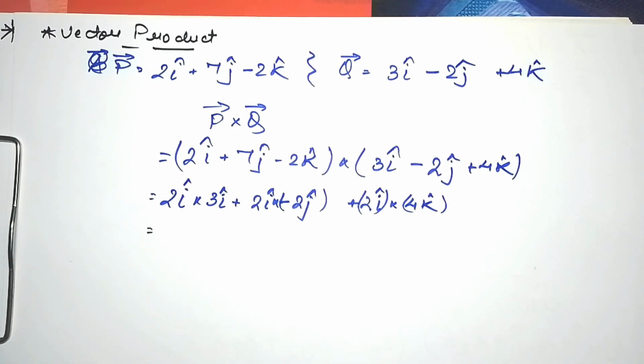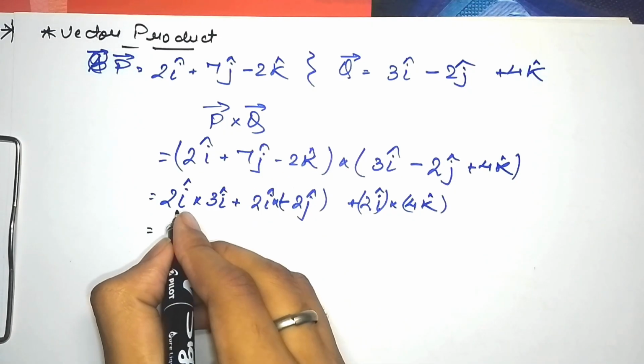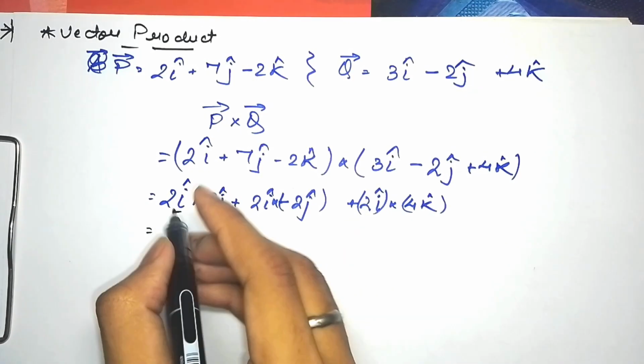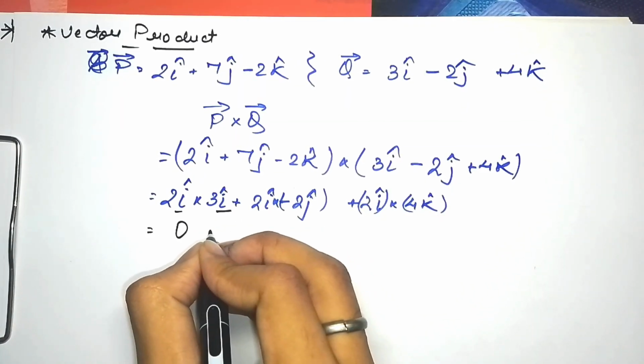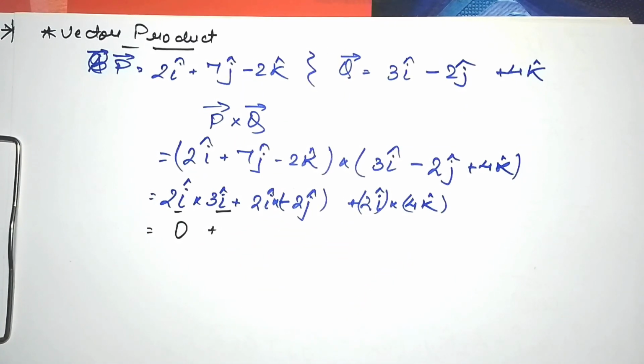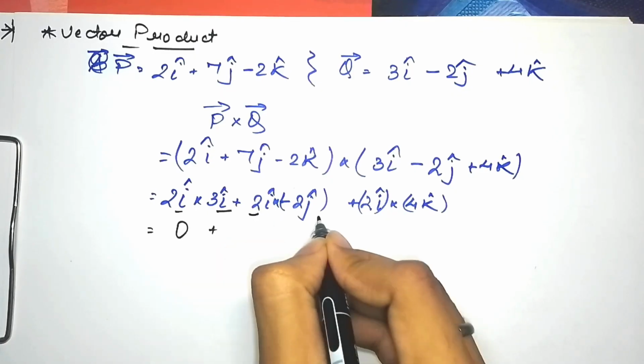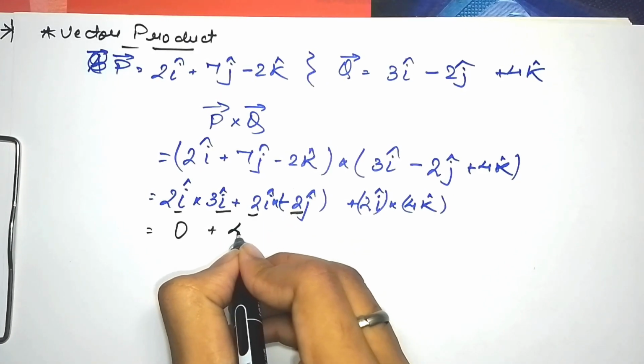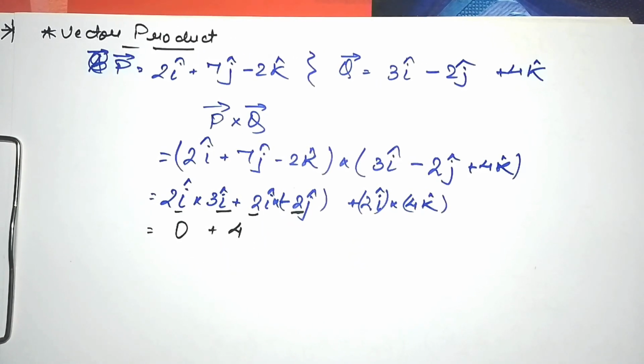Remember what I told you about the vector product: when we have to find the vector product, we take the magnitudes and the sine of the angle between the two vectors. Here these two unit vectors have angle 0, so sine 0 is 0, so this would be 0. Now i cap into minus j cap you have to do. Firstly, let's write the product of these magnitudes, which would be 4.